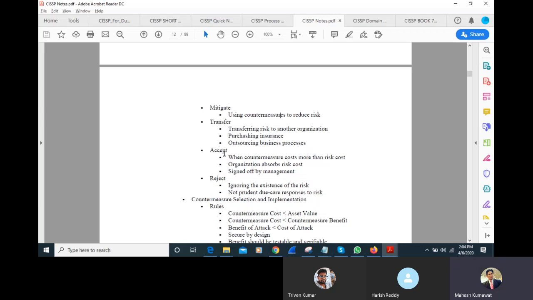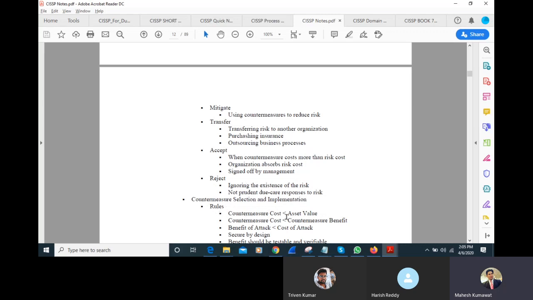You can accept the risk. Grant that countermeasures cost more than the risk cost. The organization absorbs the risk cost, signed off by management. Then there is rejecting the risk, which means ignoring the existence of the risk. The company is ignoring it; this is the risk, but they do not produce due care responses to it. So this covers countermeasure selection and implementation.